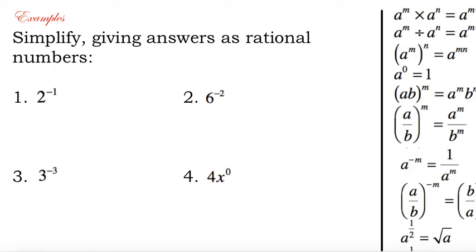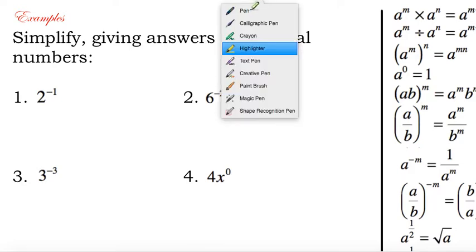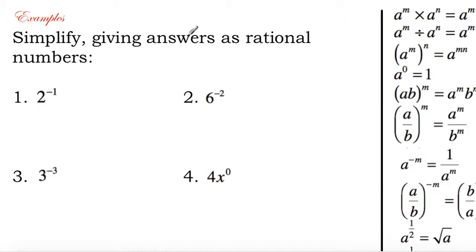Okie dokie. So the first thing we need to do is simplify, giving answers as rational numbers. Here then, I just use the rule. I have a negative power. It doesn't matter that this is a number. This is the base. The base stays the same always. And to make this so I have a positive power, I always put it over 1. And then I just rewrite that question without the negative in the power. Of course, I can just write that as 1/2.